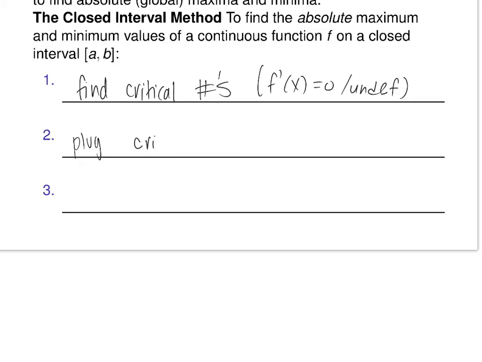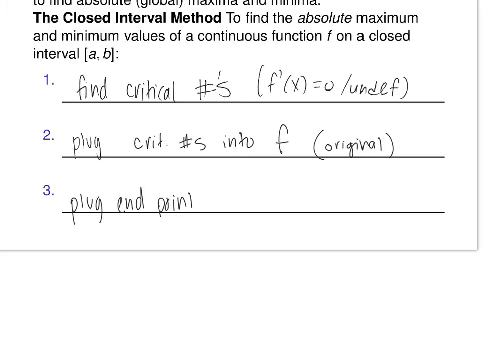So plug the critical numbers into f, the original. That finds you all the y values at the critical numbers. Where else could the maxes and mins have happened? In those pictures we drew, they happened in the middle or they happened at the endpoints. Now you also need to plug endpoints into f.